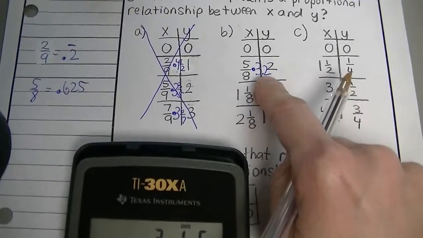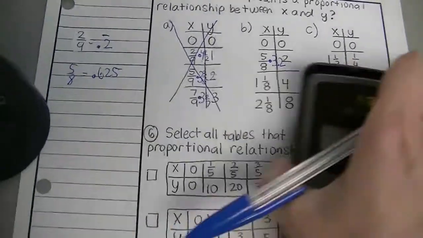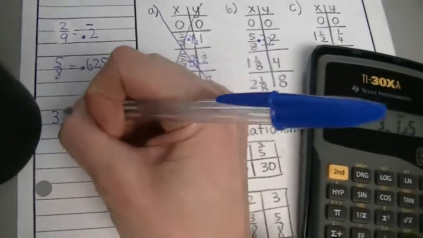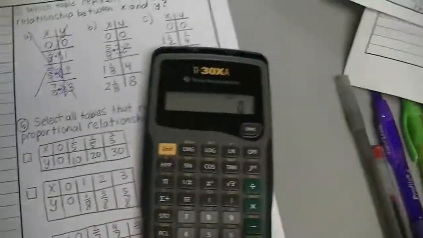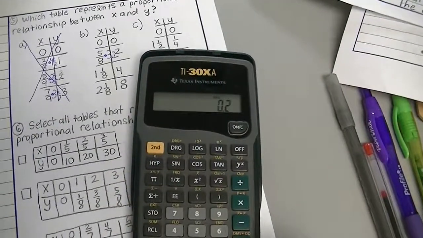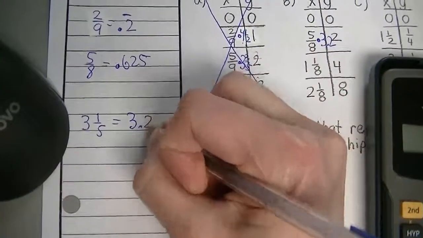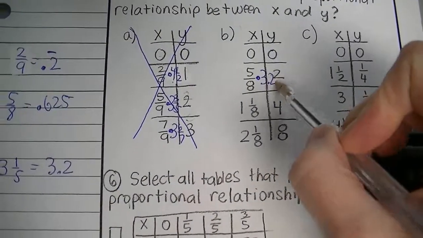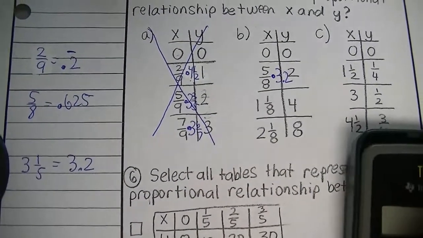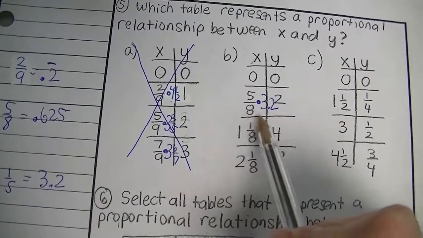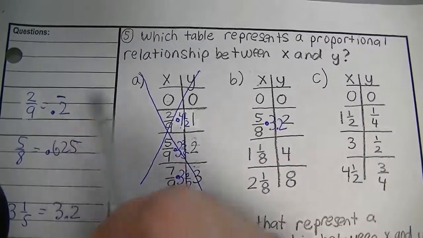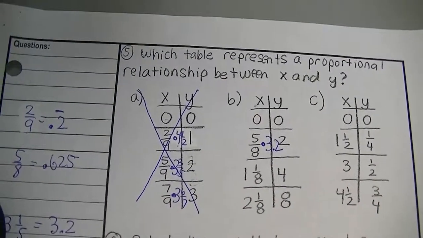Is that the same as 3.2? 3 1/5 equals, well, 3 is a whole number, and 1 divided by 5 is 0.2. Isn't that what we had gotten right here? Okay, so it's okay to be flexible with your numbers. If you don't like the fraction, turn it into a decimal, but if it's one of those repeating decimals, I would totally keep it as a fraction, okay?